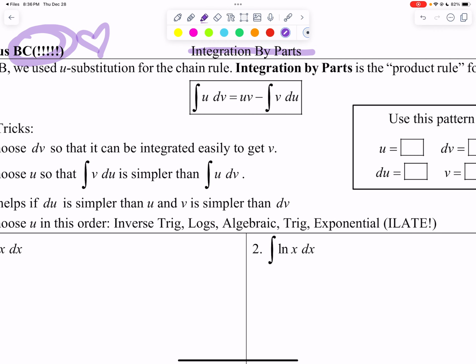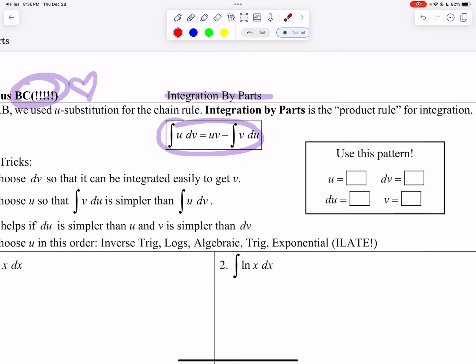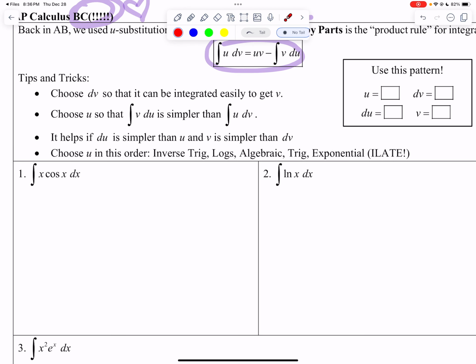So you can see here, the little rule is the integral of u dv is equal to uv minus the integral of v du. u is going to be a function and dv is going to be another function. We're going to figure out how to get those functions and then integrate them. We're going to have some tips and tricks on how to figure out what u is and what dv is in terms of my two functions that I have in my integrand.